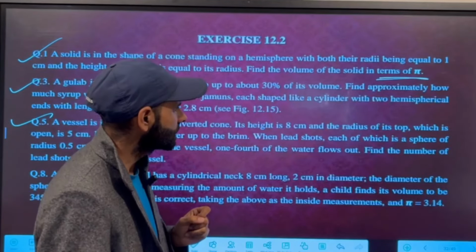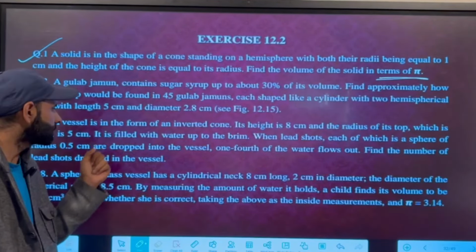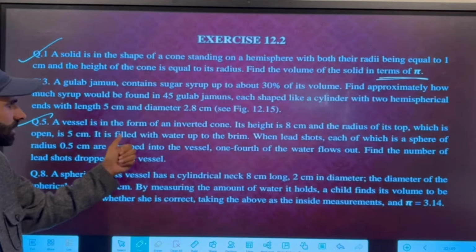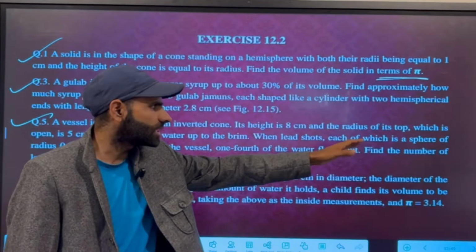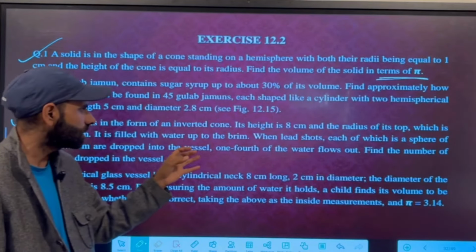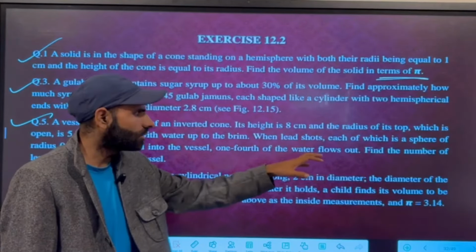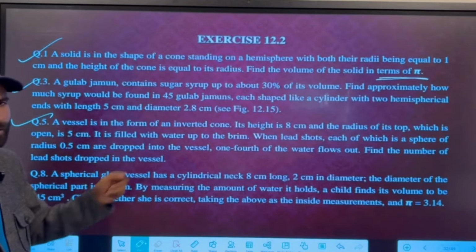Its height is 8 centimeter and the radius of its top, which is open, is 5 centimeter. It is filled with water up to the brim. When lead shots, each of which is a sphere of radius 0.5 centimeter, are dropped into the vessel, 1/4 of the water flows out. Find the number of lead shots dropped in the vessel.